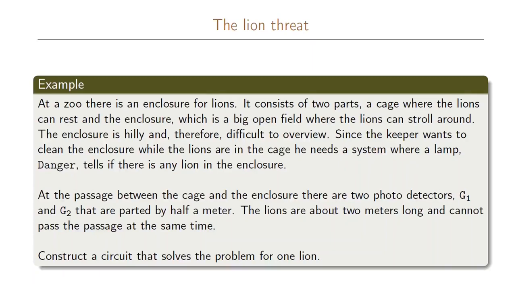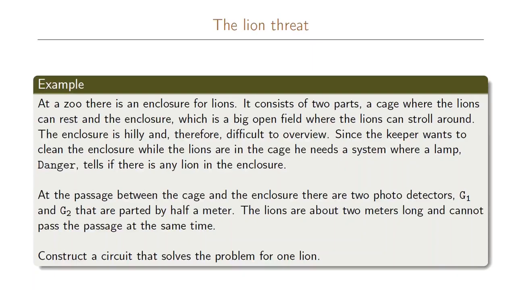We have a zoo where there is an enclosure for lions. This enclosure will consist of two parts. The first one is a cage where the lions can rest, and then we have the actual enclosure, which is a big open field where the lions can stroll around. The enclosure here is very hilly, so it is very difficult to overview. So when the keeper wants to clean the enclosure, he wants to do it while the lions are in the cage. So he needs a system where there is a lamp that we're going to call danger that will tell if there is a lion in the enclosure or if it is in the cage.